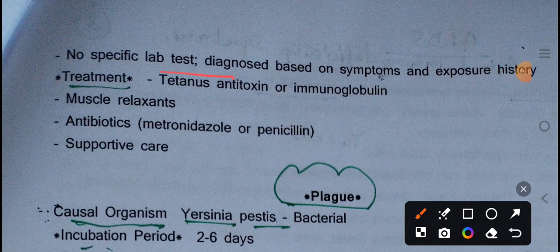Treatment: tetanus antitoxin or immunoglobulin can be given. Muscle relaxants are used, and antibiotics like metronidazole or penicillin can be given, and it also needs a lot of support and care.